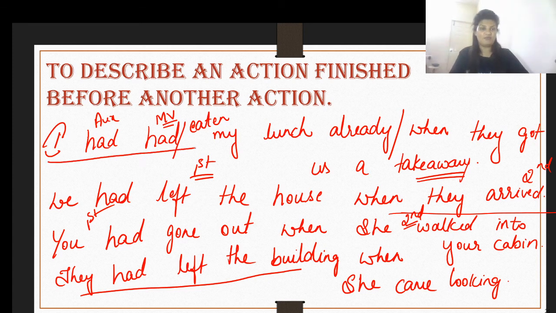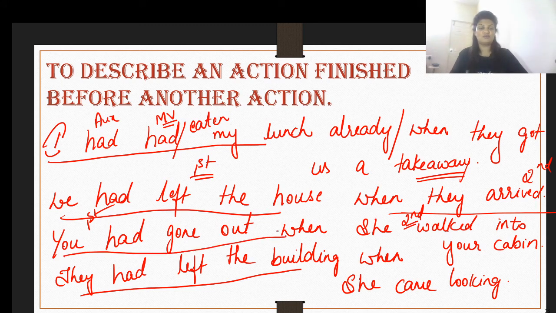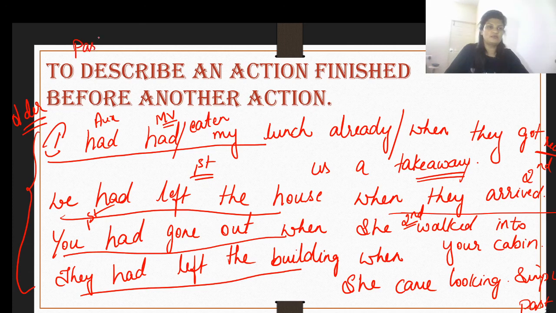So here, I had had my lunch is your first action. We had left the house is your first action. You had gone out is your first action. They had left the building is the first action that has happened in the past. After this action was completed, then the other action started. So according to these statements, these are our older actions, and these are our new actions or the recent actions. So to refer to recent actions, we use simple past, and to refer to older actions, we use past perfect.